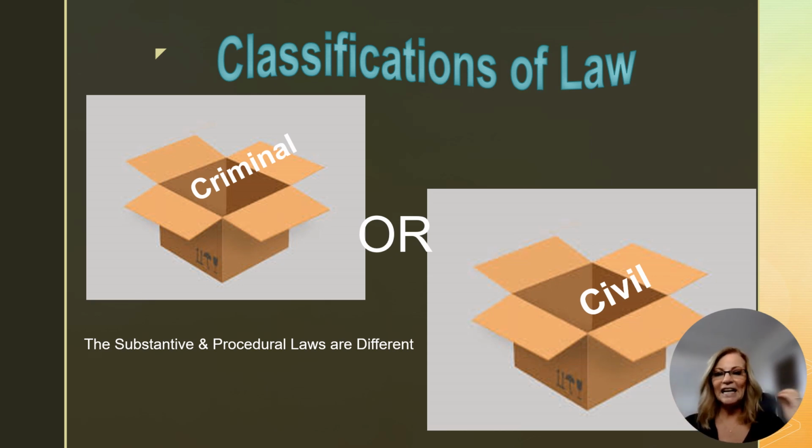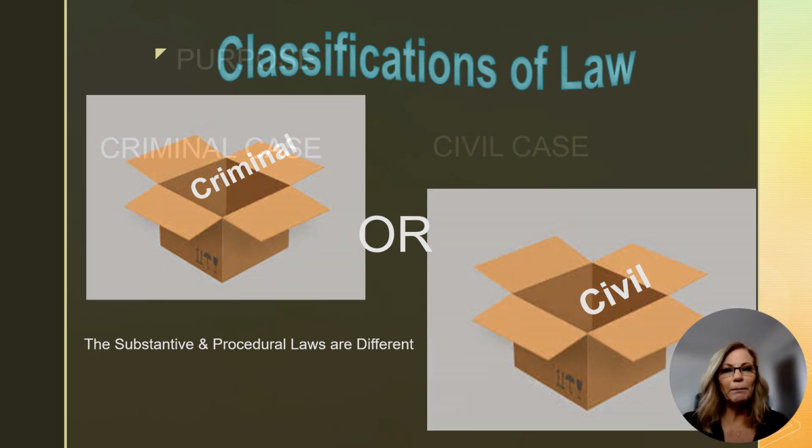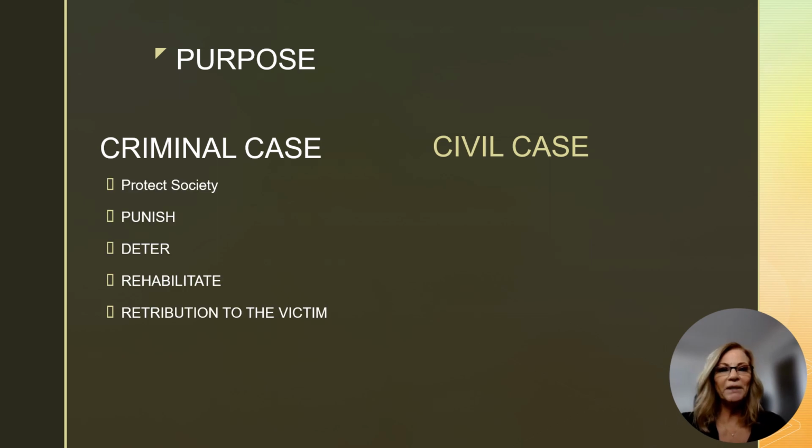So we have these classifications of law, and how do we know the difference of which one's which? Well, it's the 3 P's. We have purpose, we have proof, and we have parties, or purpose, parties, proof. The first thing is, when we look at the criminal case, the purpose is to protect society, to punish, deter, to rehabilitate, maybe to give retribution to the victim, okay?